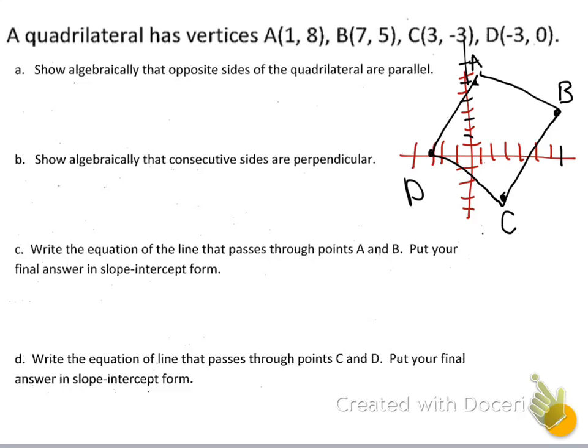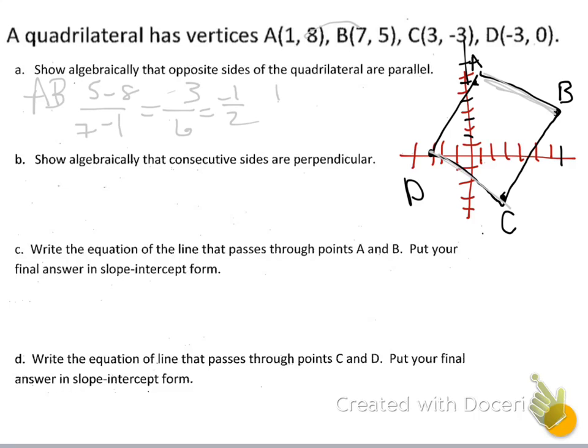Okay, so opposite side, so I have AB and DC. So AB, let's do the slopes of that. It is 5 minus 8 over 7 minus 1. 5 minus 8 is negative 3. 7 minus 1 is 6, which simplifies to negative 1/2.